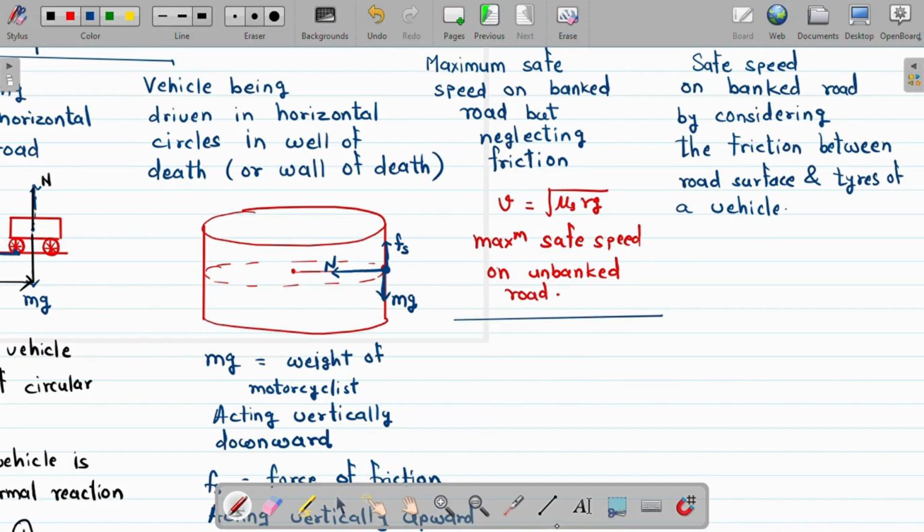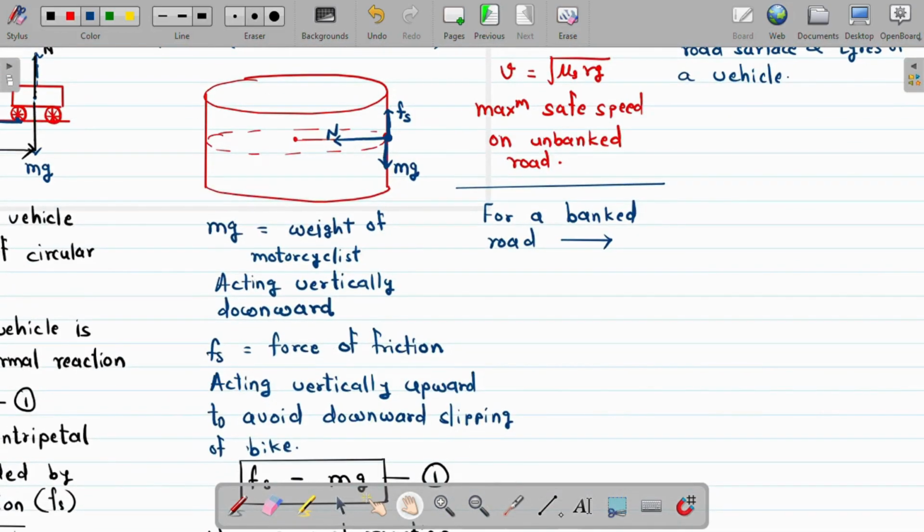So first comes the figure for a banked road. The figure is something like this. This is the elevation given to that road to have more safety if a vehicle is driven with a higher speed than under root mu r g, that speed.